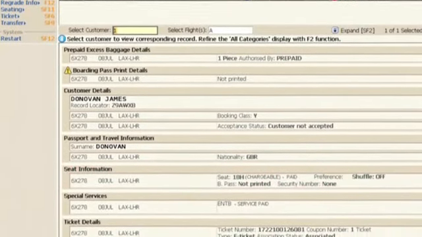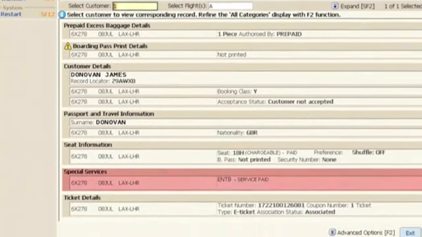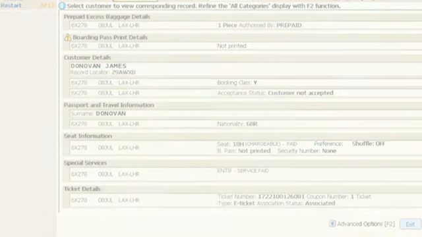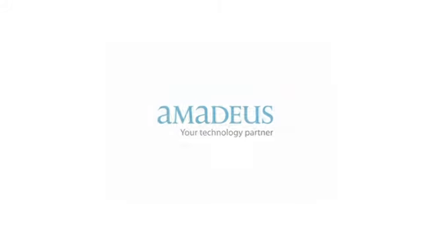Amadeus helps you maximize your revenues and profits and deliver unmatched levels of customer service with a comprehensive and multi-channel ancillary services solution.